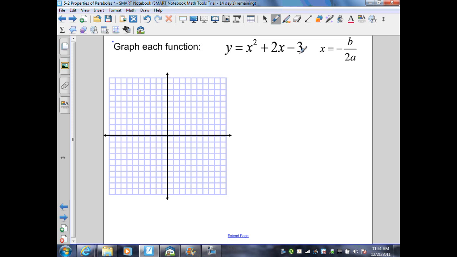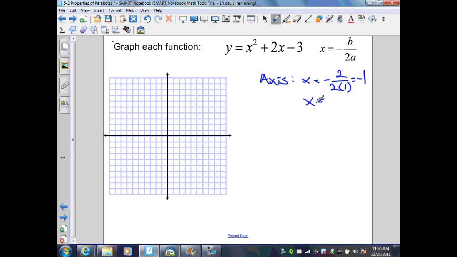The first thing in our procedure to graph a quadratic function is we need to find the axis of symmetry. So our axis of symmetry is given by this equation. X equals negative b, here b is 2, over 2 times a, which is 1. When I simplify, that's going to give me negative 1.